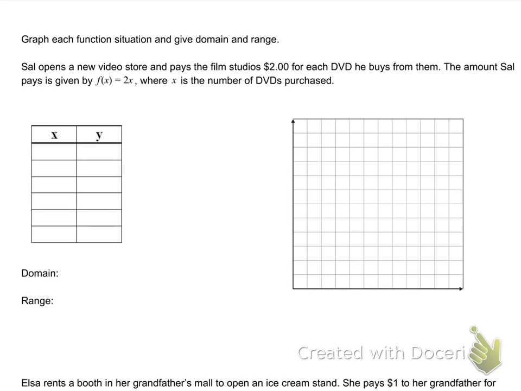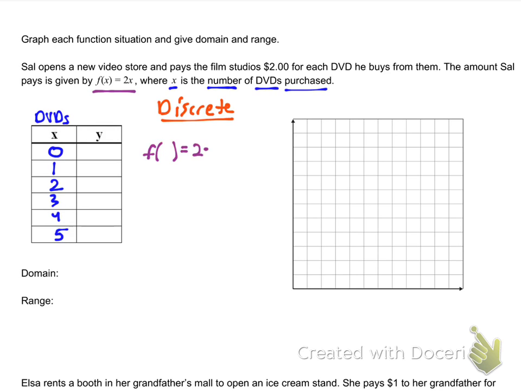All right, so graph each function situation and give the domain and the range. First of all, we said that this function situation from the front, this is discrete. So when we get to graphing it, we don't want to connect the dots. But we'll remember that later. So x is the number of DVDs purchased. I'm going to put DVDs in the x column. We could have 0, 1, 2, 3, 4, or 5 DVDs or more, but I'm just going to do those points. We're going to use the function and get our outputs.